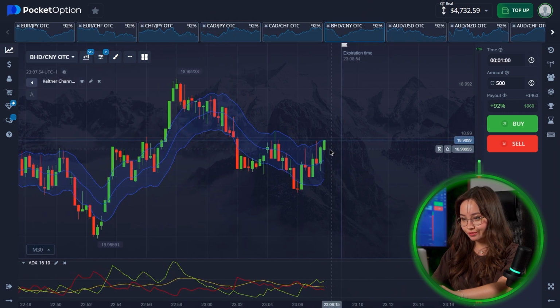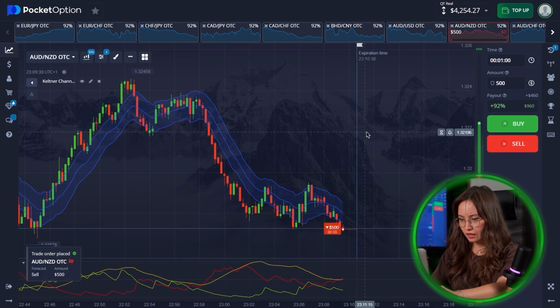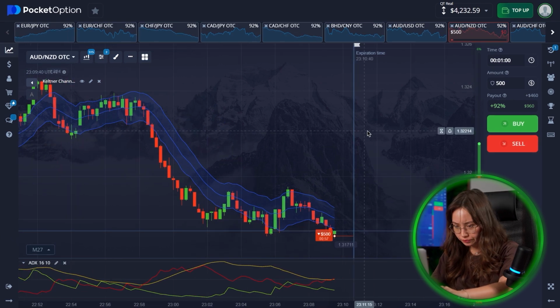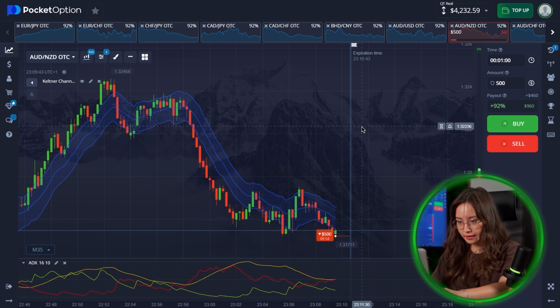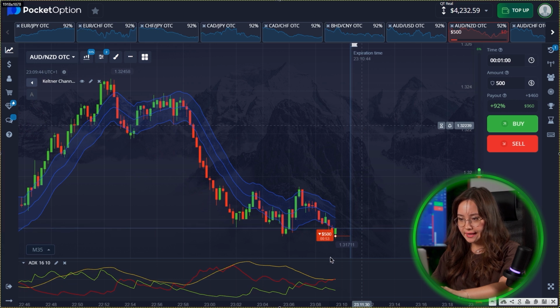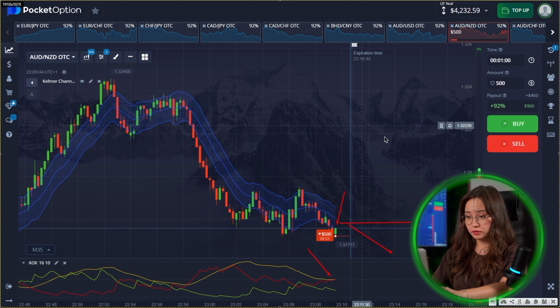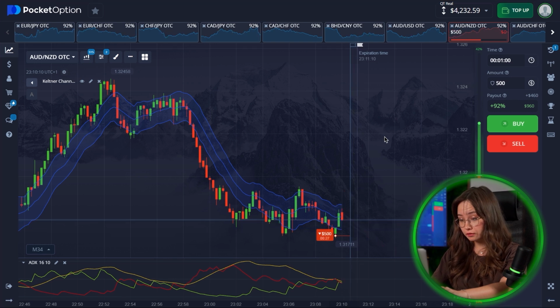And here we go. We are going short. Why? Because on ADX the red line crosses below the yellow one, and with entry below the channel of the Keltner, this obviously signals a downward trend. So we confidently open a short and wait for the result.